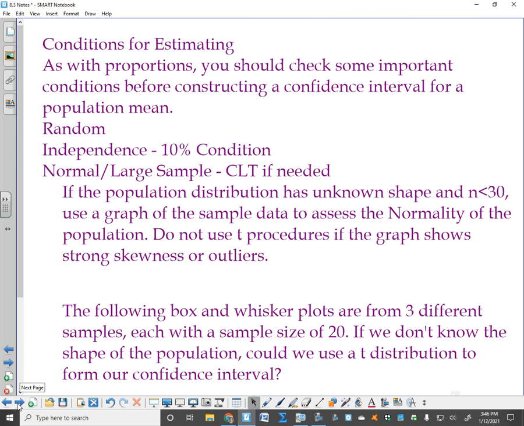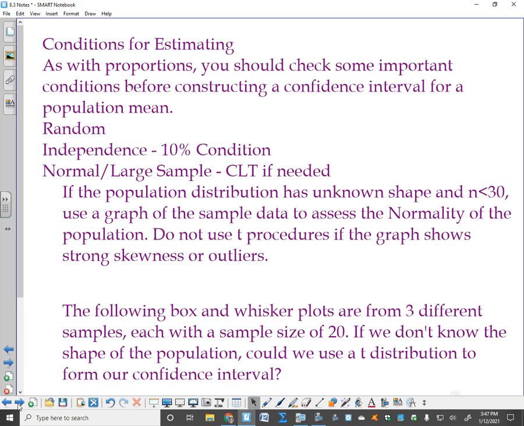All right, conditions. As with proportions, you should check some important conditions before constructing a confidence interval for a population mean. You still need to be random. Independent, you still need to do the 10% condition, n less than or equal to 1/10 of big N, and you still need to be normal.